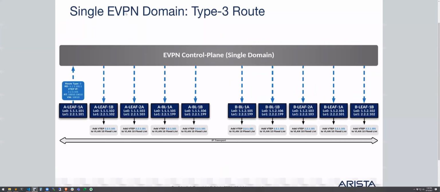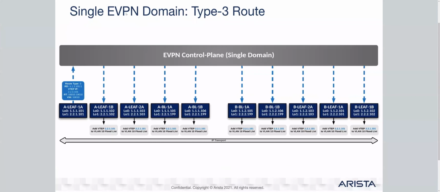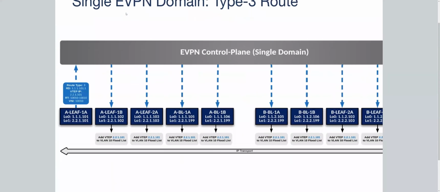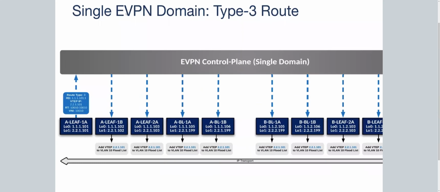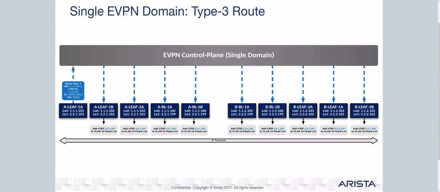So let's make the diagram a bit larger here and take a look at, from a type 3 route standpoint, what's the result of having a single domain? All right, so ALEAF1A in this case is originating a type 3 route, and it's got the usual suspects, right? Here is the VTEP IP, here's the route target for that MAC VRF, here's the L2 VNI, et cetera. All that is just a fancy way of saying, hey, if you have a broadcast frame in VLAN 10, please send it to me. That's ultimately what this is saying. And when that route goes out to the control plane, every single VTEP in a single domain is going to receive that type 3 route unmodified.